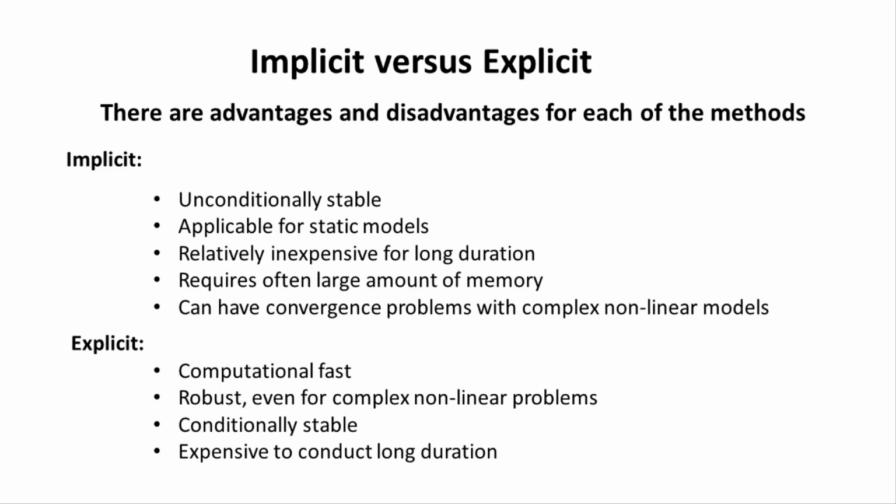Implicit is unconditionally stable and applicable for static models. It is relatively inexpensive for long time duration but requires much larger amount of memory due to the store and update of large stiffness matrix. The biggest issue is that implicit often has convergence problems with complex nonlinear models.